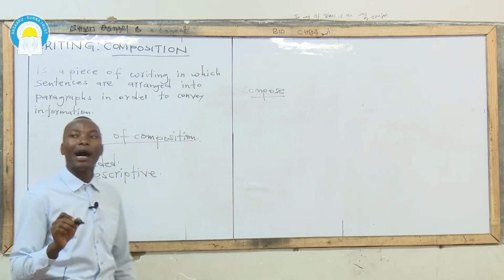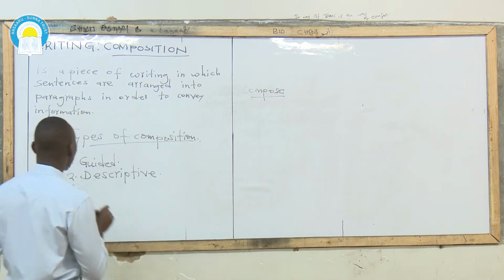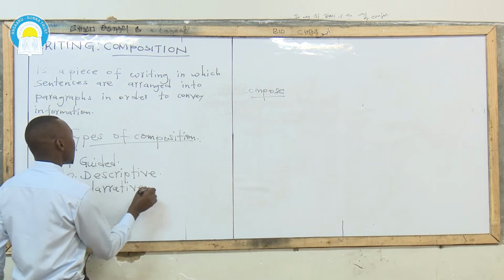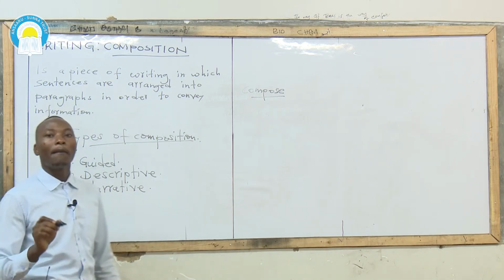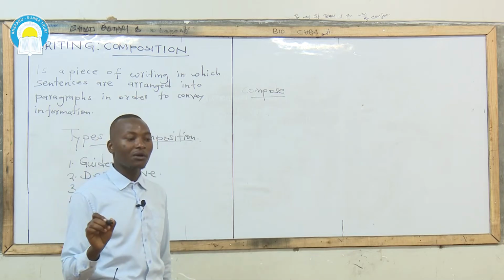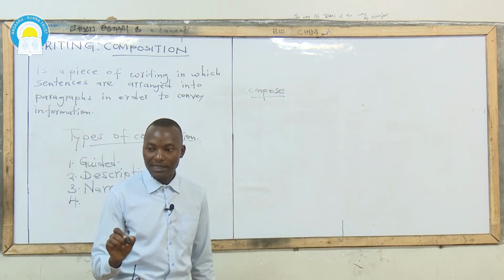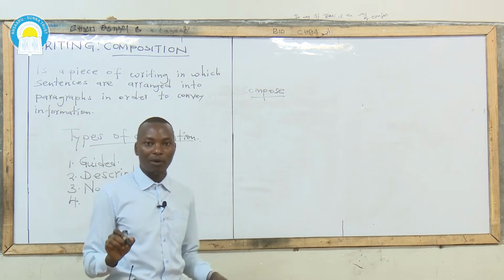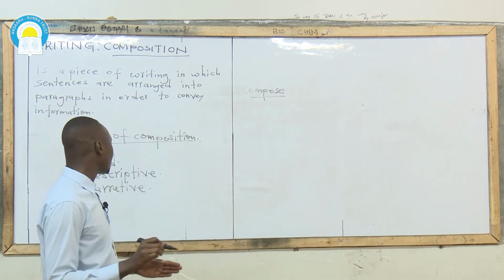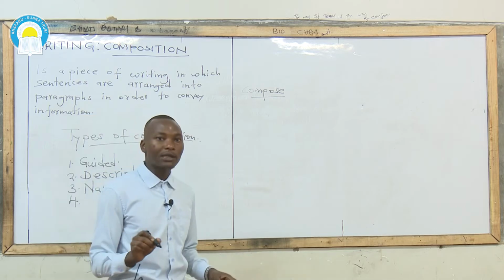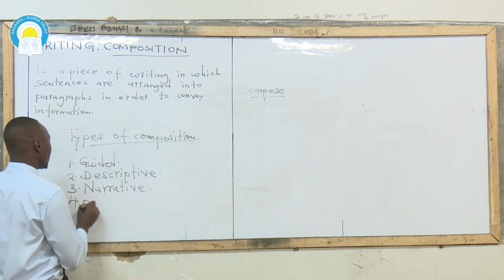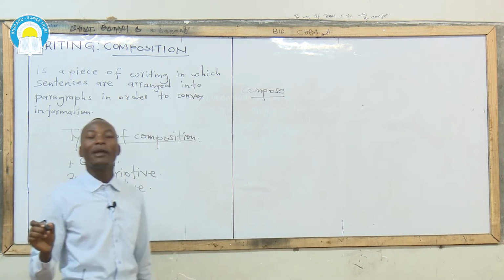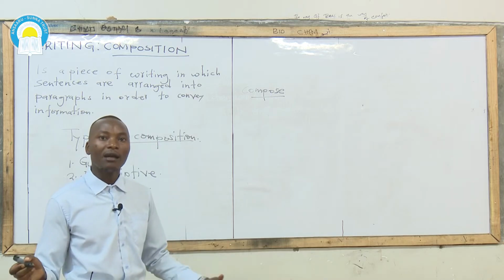Number three, we have narrative composition. Number four, we have pictorial composition. This is the composition that you write based on the pictures that are provided. You observe the picture, you make a clear follow-up, and then you write a composition. The composition that is written from the pictures observed is called pictorial composition. Some people may call it picture composition, which is still okay.